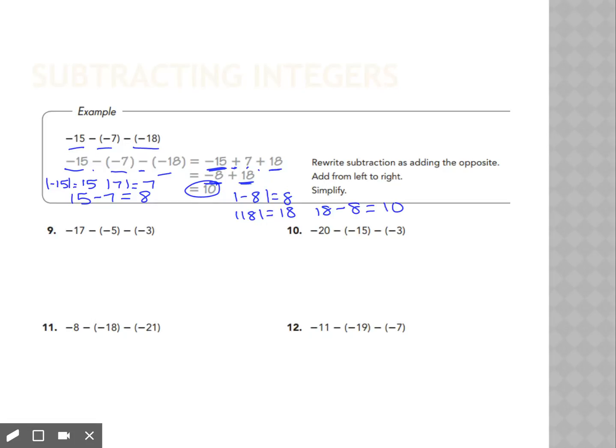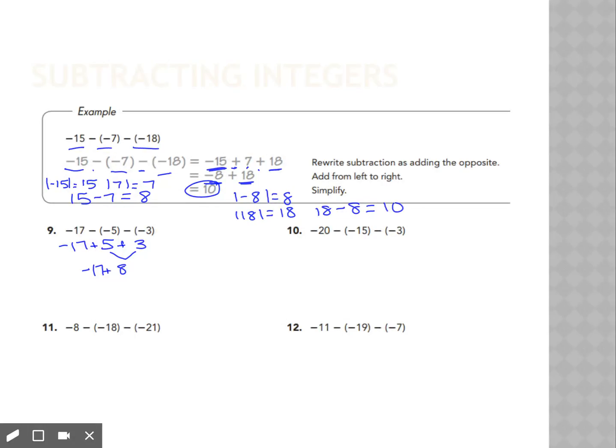Let's do number 9. Negative 17 will stay the same. It's our first digit. Change that to addition. Here we have a negative 5. We're going to make it its opposite, positive 5. This also becomes addition, and negative 3 becomes its opposite as positive 3. I'm going to add together my 2 positive numbers first. Just a simple step I can take. That's 8. Now I have negative 17 plus 8.